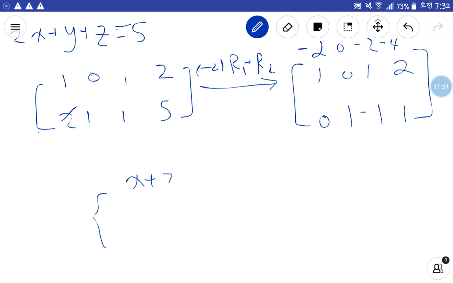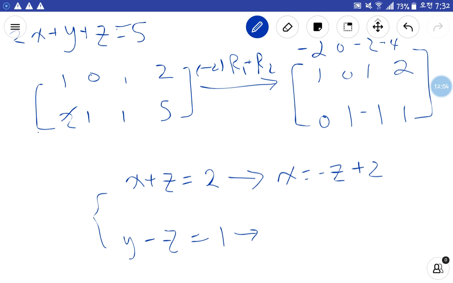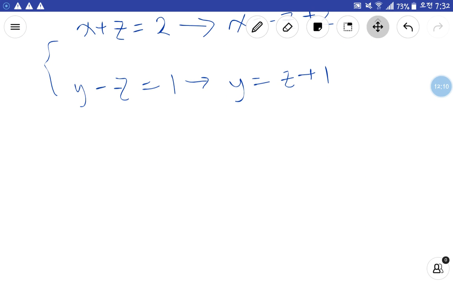That would give you this. X plus z equals 2. And then y minus z equals 1. So that I can rewrite my answer x, in terms of z, as negative z plus 2. And my answer y would be z plus 1. So as we had that situation, what situation is it? Infinitely many solutions.